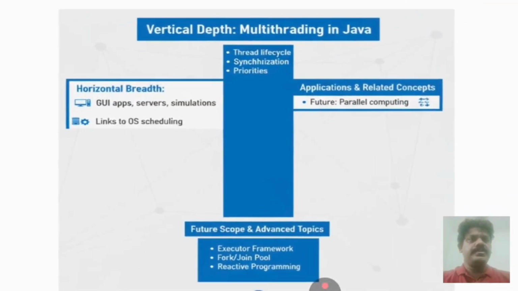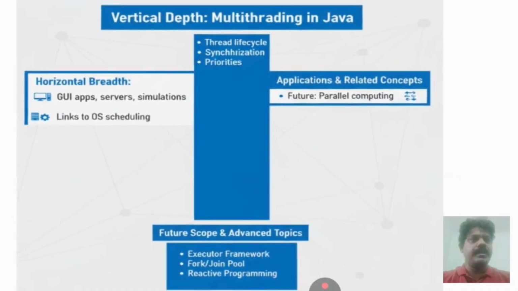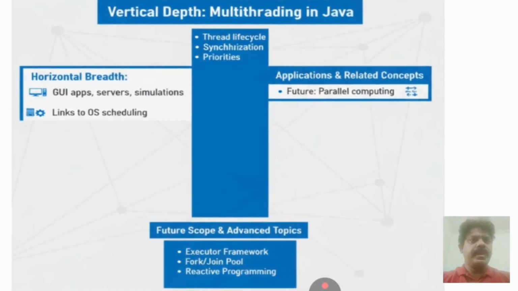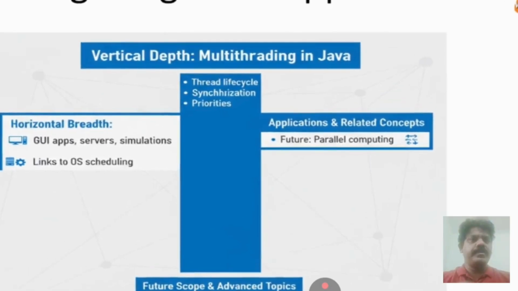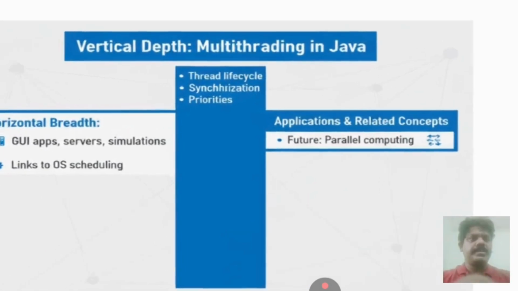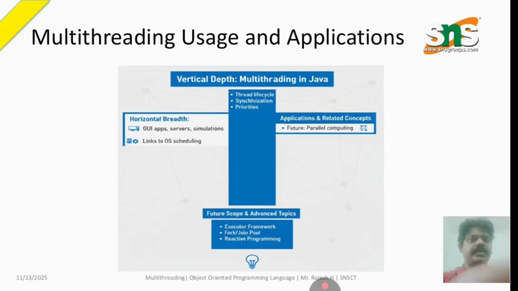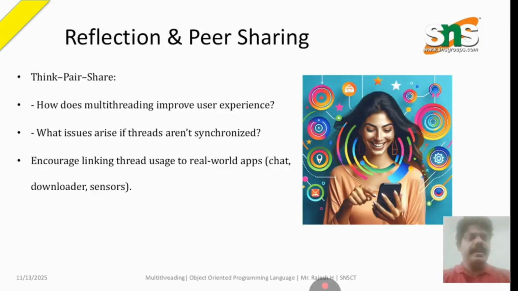Multithreading is used in real time in servers, simulation, parallel computing, and also in reactive programming. Every thread has its own life cycle, synchronization, and priorities. This is called the state model. And here is the assessment for reflection and peer sharing.